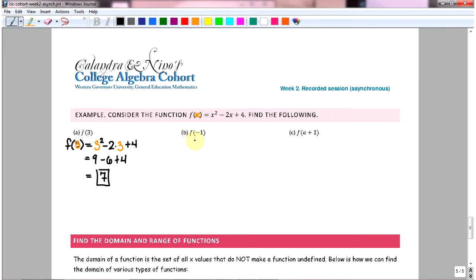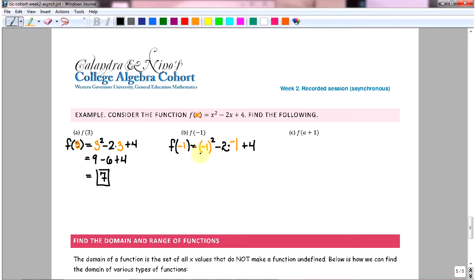All right, let's go on to part B. So now we have an input of -1. So that means everywhere we see an x in our equation, we'll put -1 in its place. So instead of just x being squared, our x is now a -1. So we take the -1 and we want to square all of it. So it's important that the -1 is in parentheses to denote that you're squaring that entire number. Minus 2 times -1. And then we have just plus 4 on the end.